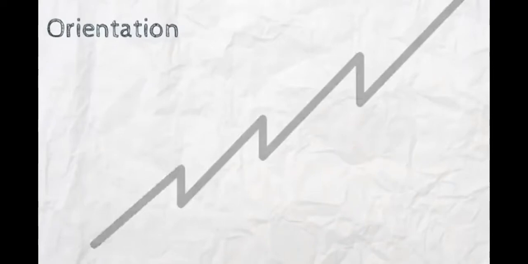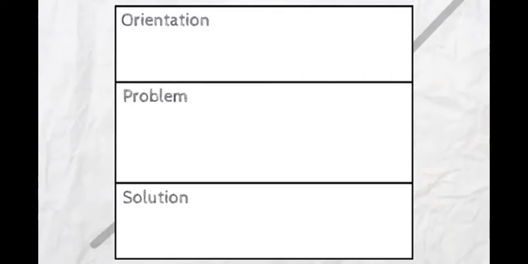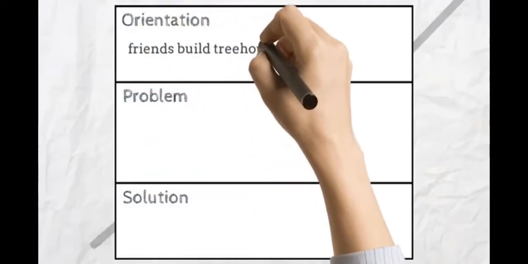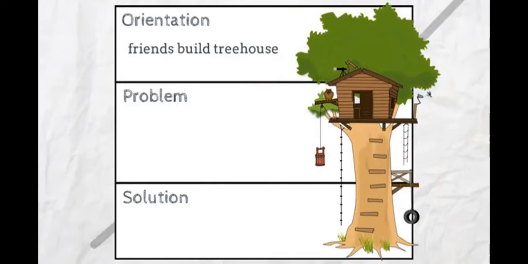A good writer will always plan out their narrative first. Now, there are many ways to do this, but I'm going to make notes on this planning sheet. I'm going to write a story about two friends who build a treehouse. Now, although this video is focusing on planning and writing the orientation, it is important to have some ideas as to the problem and solution.